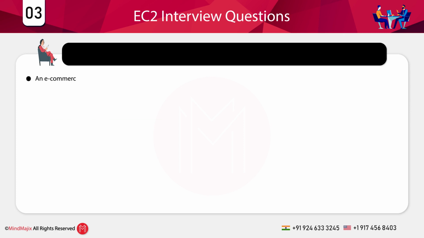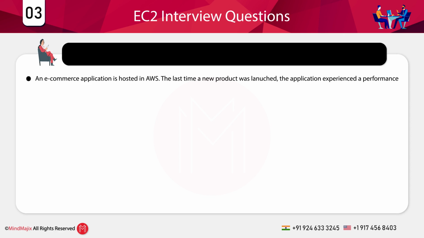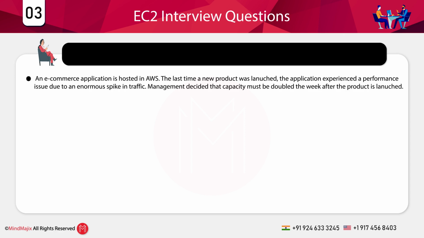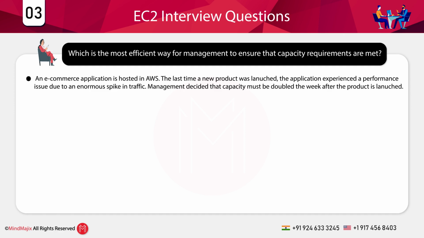An e-commerce application is hosted in AWS. The last time a new product was launched, the application experienced performance issues due to an enormous peak in traffic. Management decided that capacity must be doubled the week after the product is launched. We have to double the capacity. Which is the most efficient way for the management to ensure the capacity requirements are met? Okay, what will be the most efficient way? Step scaling policy, dynamic scaling policy, scheduled scaling policy, add EC2 spot instance.